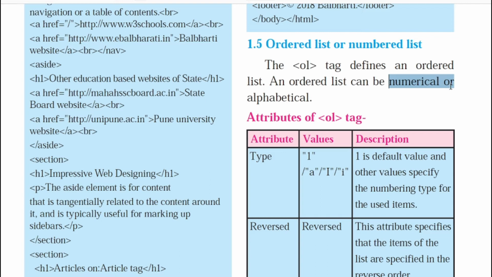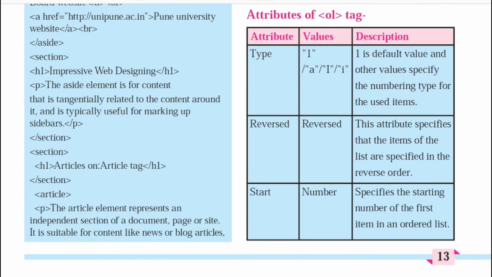This is very clear, my dear students, that the list which begins with OL will either be a numerical list, that is in numbers 1 2 3 4 and so on, or it can be an alphabetical one, that is ABC. Here are some attributes of the OL tag. The first attribute is the type attribute, that is OL type. Here the type is very simple.